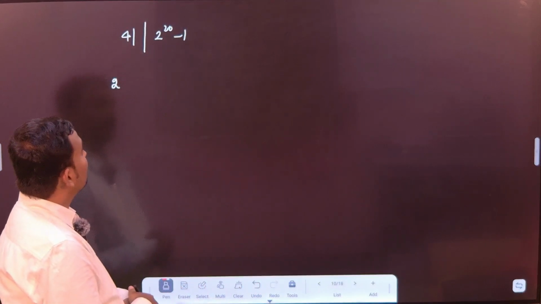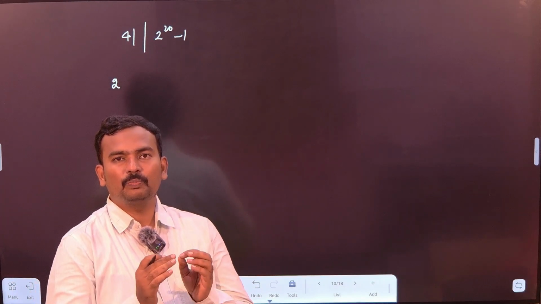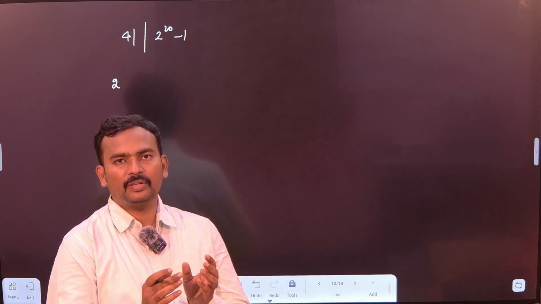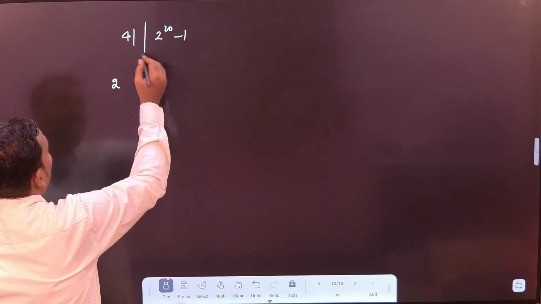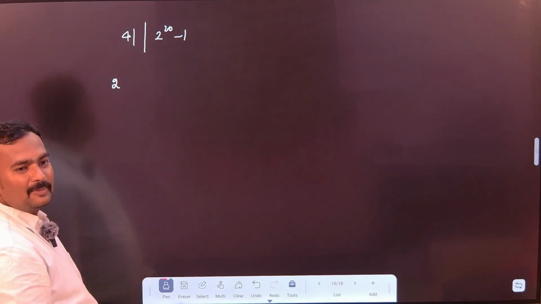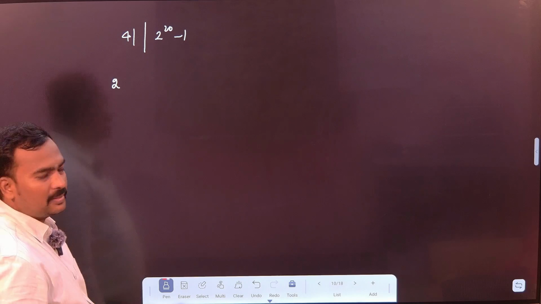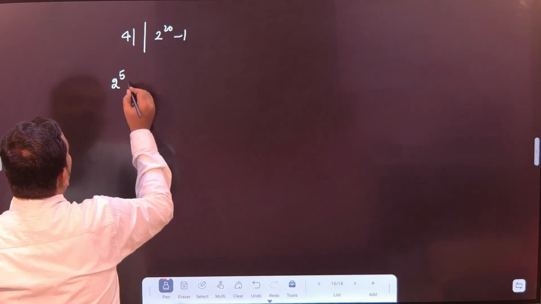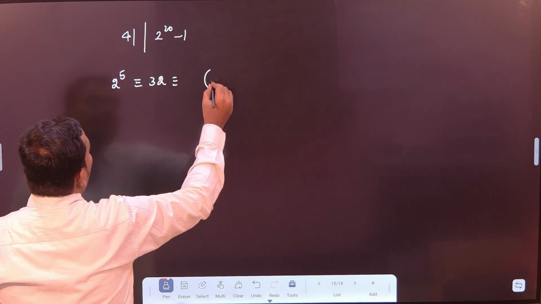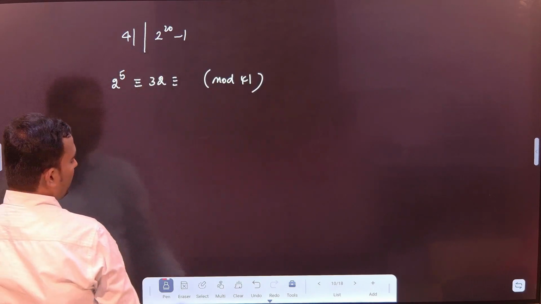So 2 power 20 is there. You can see 2 power 4 is 16, and 2 power 5 is 32, right? So I am taking this 2 power 5; if you raise it to the power 4, you will get 2 power 20, right? The divisor here is 41, right?